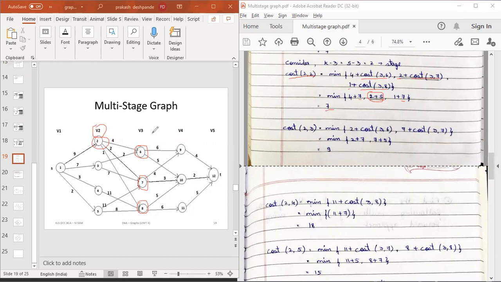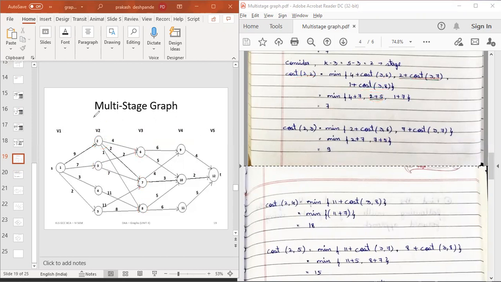So from this particular vertex, second stage, second vertex, if I travel through the vertex 7, then I may get a minimum value. So the cost of this vertex, that is vertex number 2 in the stage 2, is 7 here. Now in the same way, we need to calculate the cost of this vertex also. Let us clear the drawings here first.